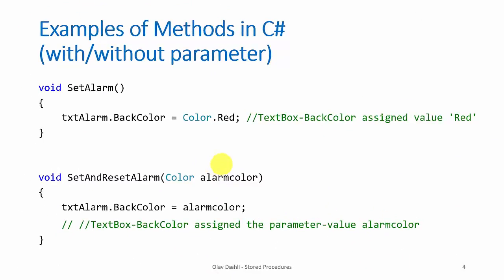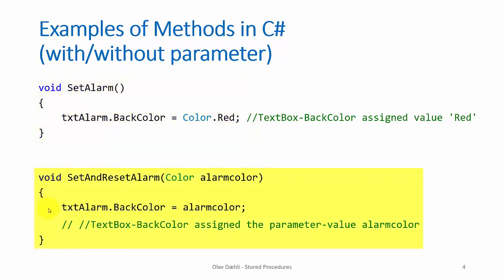Let us compare the use of a stored procedure to the use of a method in C#. Here we have a C# method, void SetAlarm. When this method is called, it will set the back color of a text box named txt_alarm to the color red. It has no parameters, so it will always just set the color to red. If we then would reset the color to something else, then we had to make another method for that purpose.